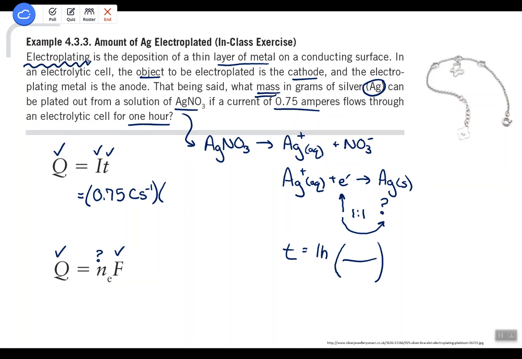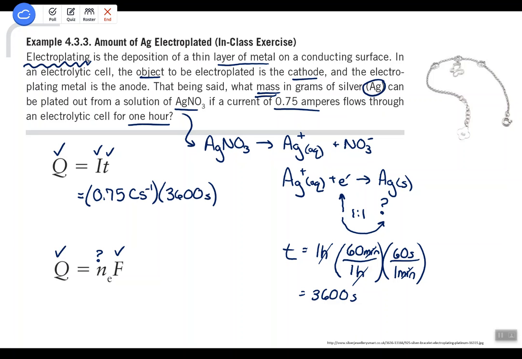Well, I want to convert hours into seconds. I know that 1 hour holds 60 minutes. If I stopped there, hours and hours would factor out, and I would have 60 minutes. But I want to keep going. I know that 1 minute contains 60 seconds. Minutes and minutes factor out. I'm left with the units of seconds. So therefore, 1 hour is 3,600 seconds.